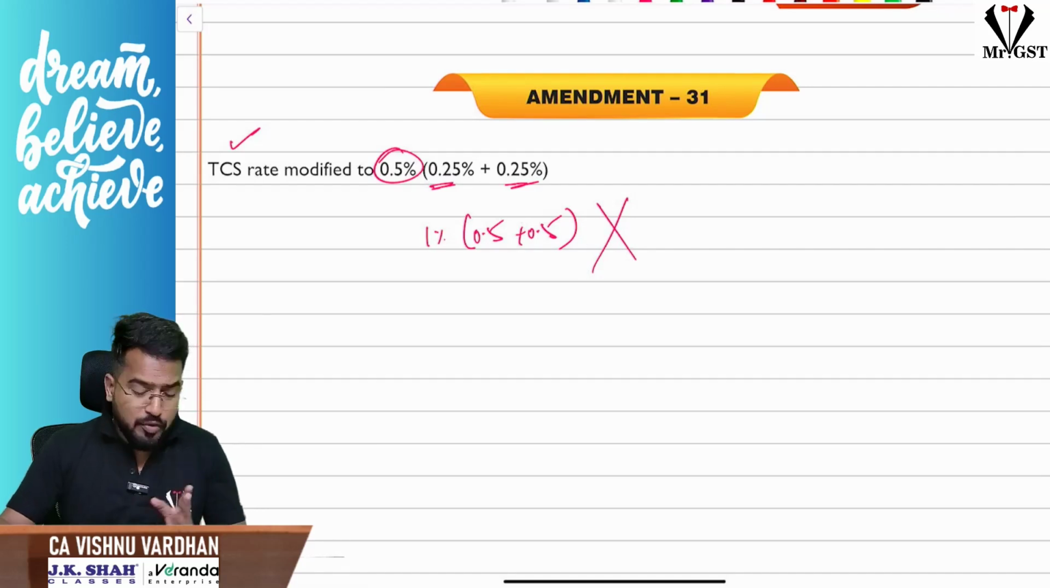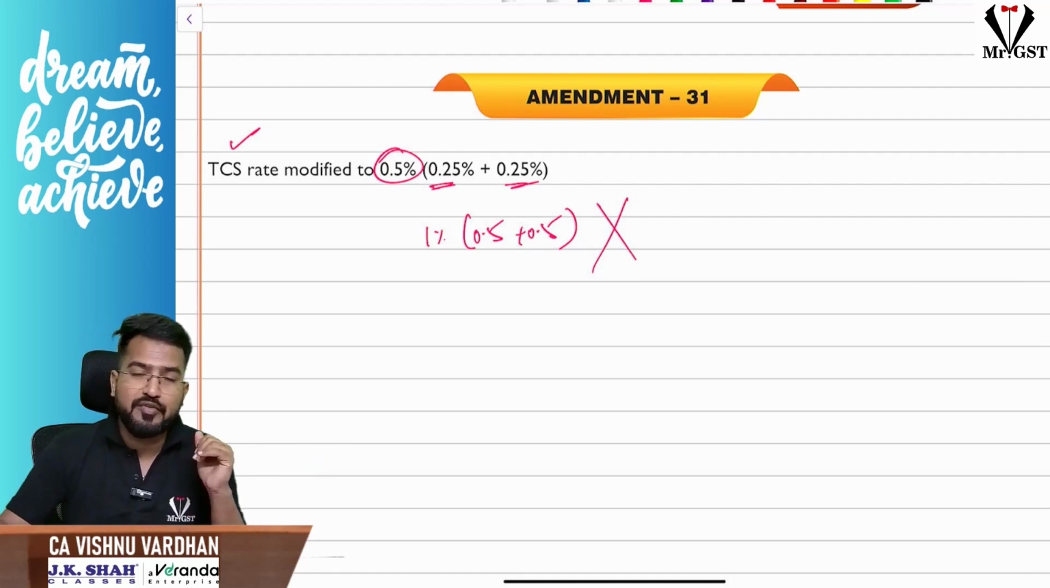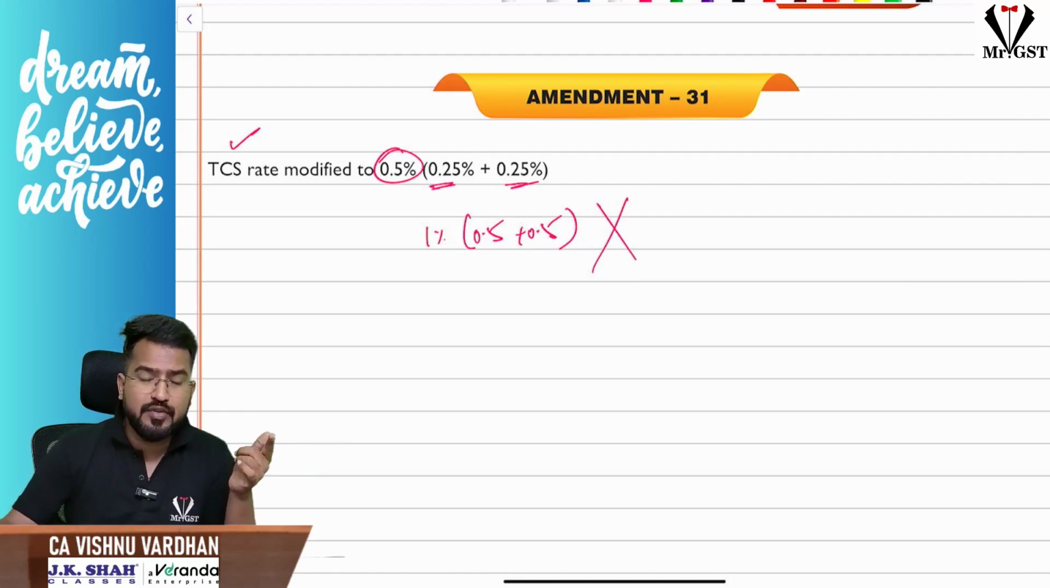The next amendment, a very small amendment: the TCS rate has been changed to 0.5%. Now it is 0.25% and 0.25%, CGST and SGST. Earlier it was 1%. Now it is made 0.5%.